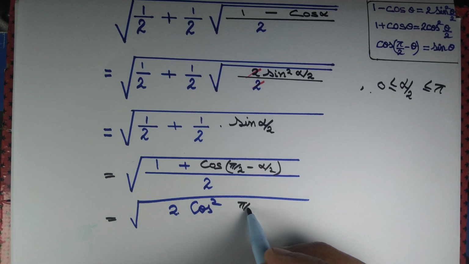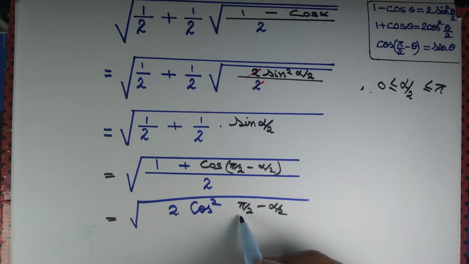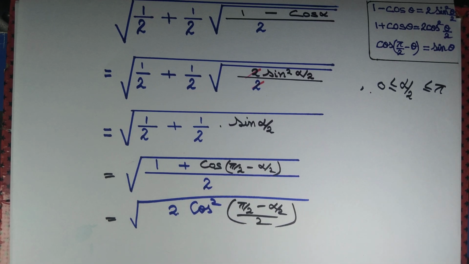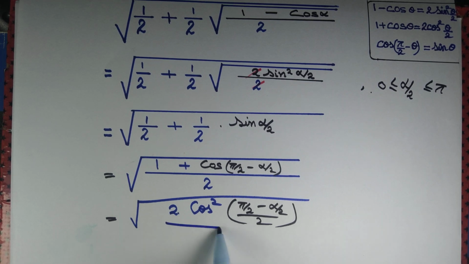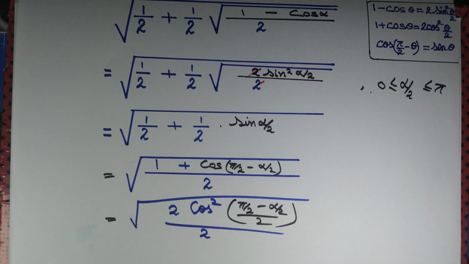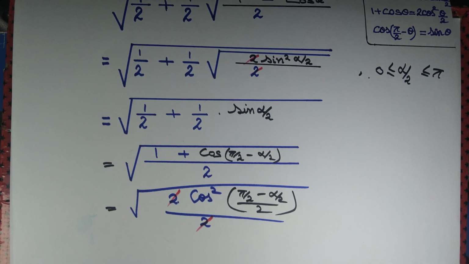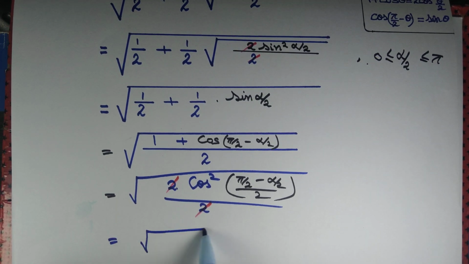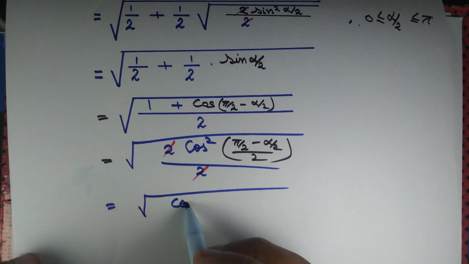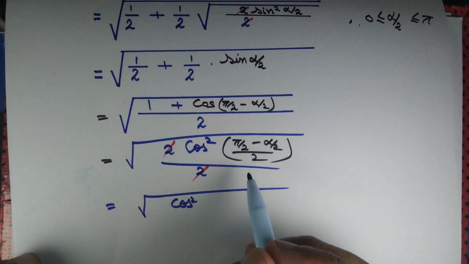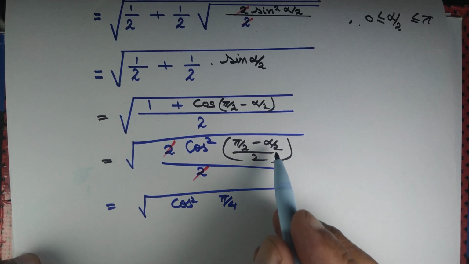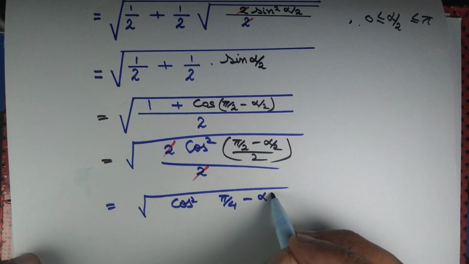So pi by 2 minus alpha by 2, by 2. 1 plus cos theta equal to 2 cos square theta by 2. The denominator as it is. You see that we can cancel 2 out. What about square and root? Well, let's write the expression once again. Cos square pi by 2 is pi by 4. Alpha by 2 is alpha by 4.